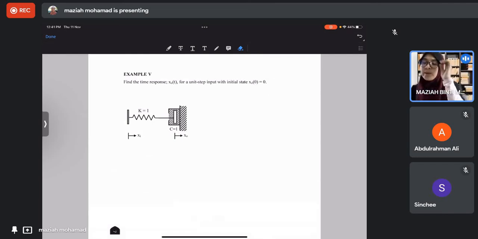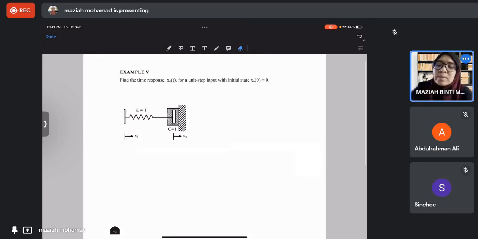All right, so here we have a spring damper system. The question is to find the time response x naught t for a unit step input. It is mentioned here that it is a unit step input, and then the initial state is given: x naught 0 is equal to 0. So that will be step number 3 and 4 then.